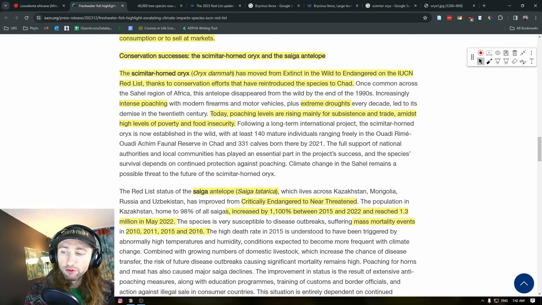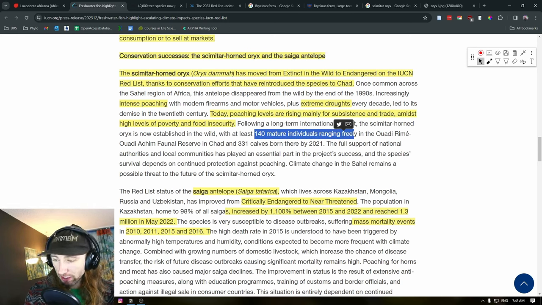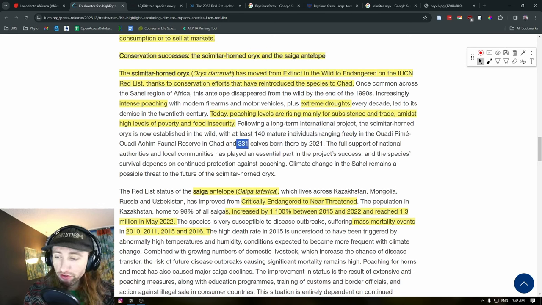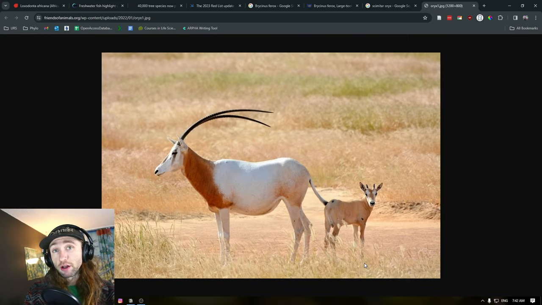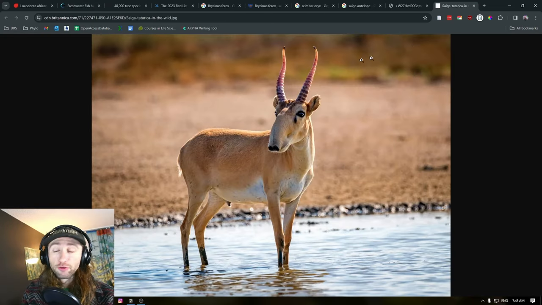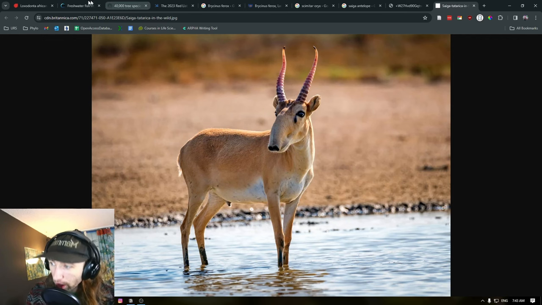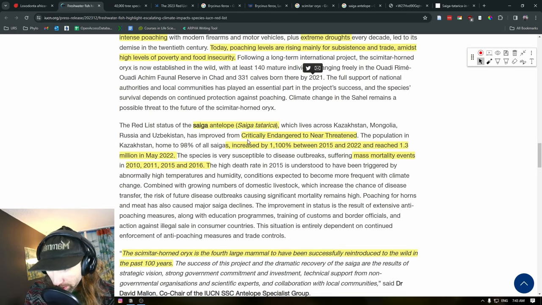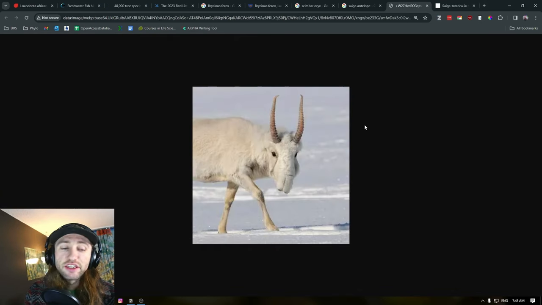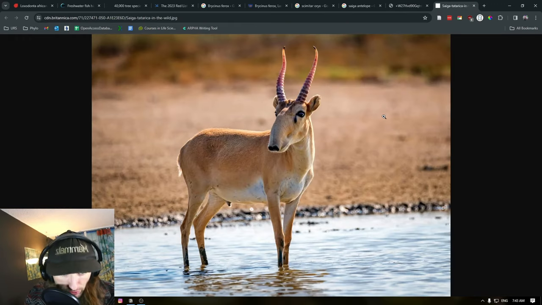So today, poaching levels are rising mainly for subsistence and trade amidst high levels of poverty and food insecurity. However, we now have 140 mature individuals ranging freely in Chad, with another 331 calves born there by 2021. So this is a really great conservation success story. And it is paired with the success story of the saiga antelope, which has moved from critically endangered to near threatened. This is a huge change in terms of their conservation.